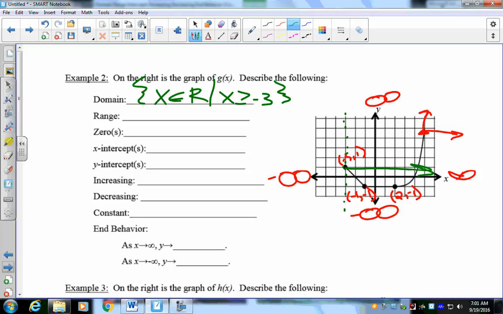All right, let's talk about range. Range are your y values. Once again, I have one arrow, so it is continuing up, but it doesn't continue down. This is the lowest point right here at -1. It does not go below there. So my range is y is an element of the reals such that y is greater than or equal to -1.